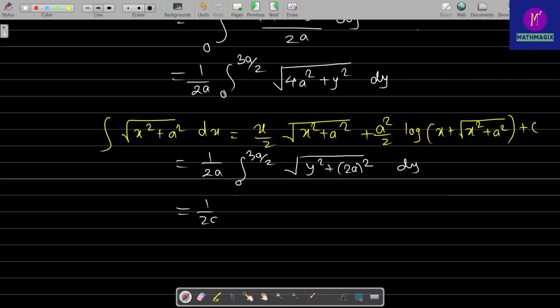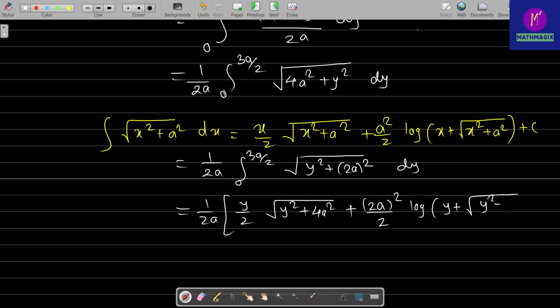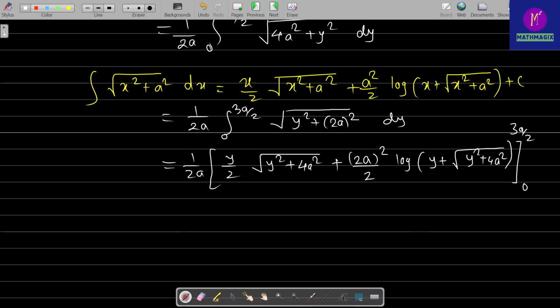Now let us apply the formula. So this is 1 upon 2a, then inside the bracket x by 2, so in our case it is y by 2 square root of x square plus a square, that is the original term, y square plus 2a square, that is y square plus 4a square, plus a square by 2. In our case a square is 2a the whole square, divided by 2, log of x, which is y in our case, plus square root of y square plus 4a square. We are not supposed to write c here because we have the limits 0 to 3a by 2. Now let us substitute the limits here.